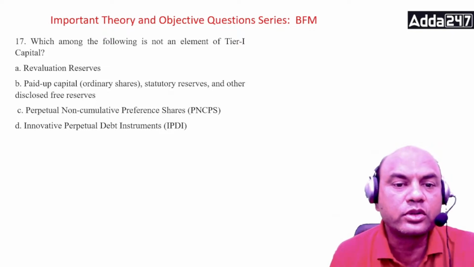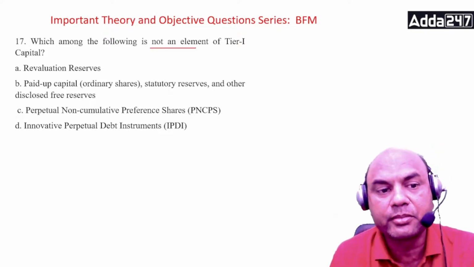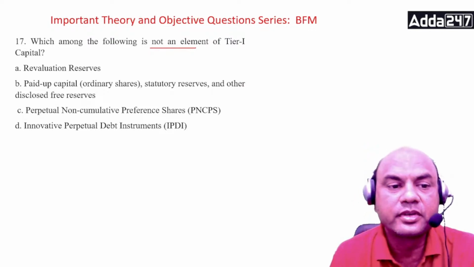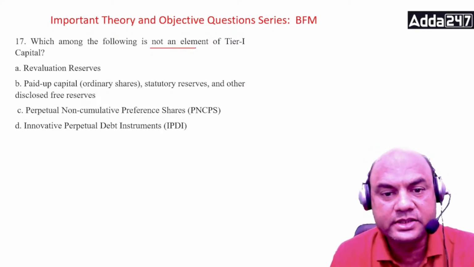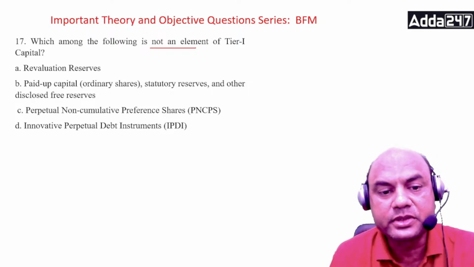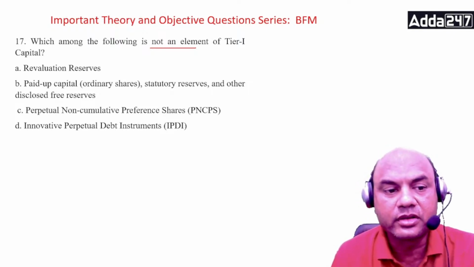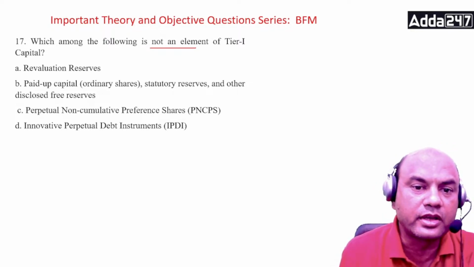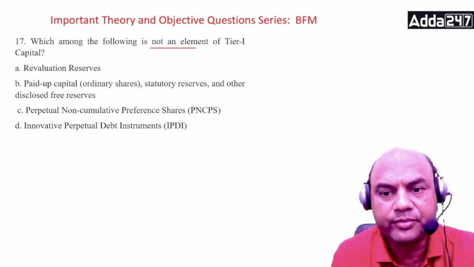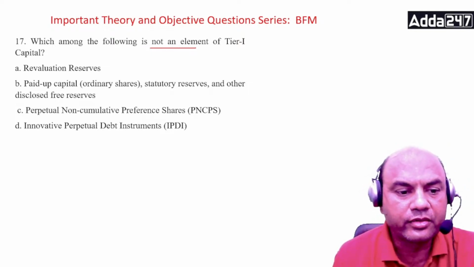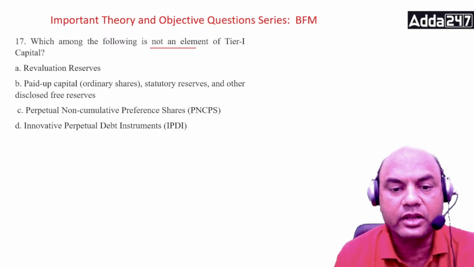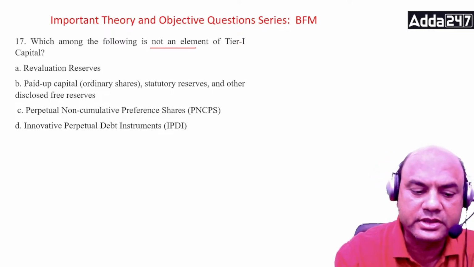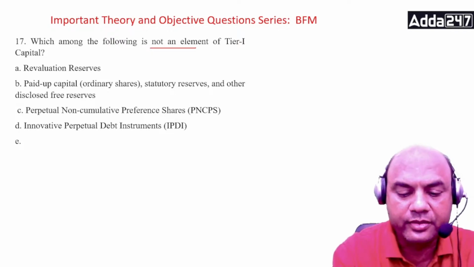Which among the following is not an element of tier 1 capital? Not, remember, not an element. Revaluation reserve, paid up capital, statutory reserves, other disclosed reserves, perpetual non-cumulative preference shares, innovative perpetual debt instruments. Which of them is not? And E, I think, should be none of the above, all of the above are the elements. Let me write it. By the time you think which of them is not part of tier 1.